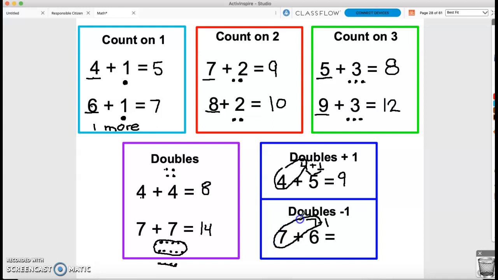I know that 7 plus 7, we just figured it out over here, is 14. So 7 plus 7 is 14, but I still have to subtract off this 1, so I'm going to do minus 1. Well, 14 minus 1 is 13. It's 1 less.